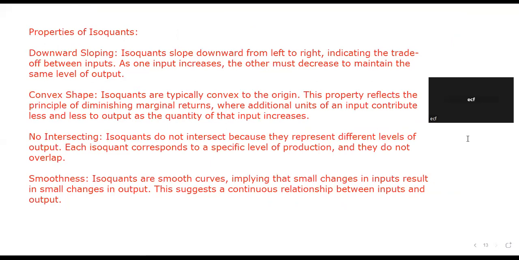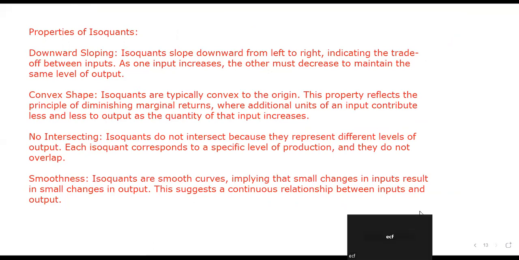They are downsloping, meaning isoquants stream down from the left to the right, and one input increases as the other one decreases. They are convex, all right? So they look something like this. They are convex to the origin. This property reflects the principle of diminishing marginal returns, where additional units of an input contribute less and less to output as the quantity of the input increases.